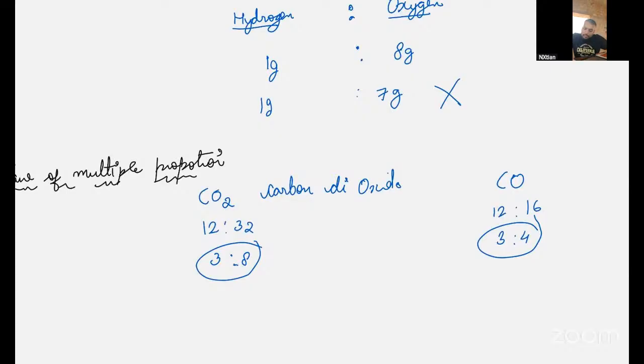Next. Atoms are indestructible and retain their identity in chemical reactions. Put a bracket in that and write law of conservation of mass. Law of conservation of mass. So, sir, the law of conservation of mass came from the fourth point. Yes.